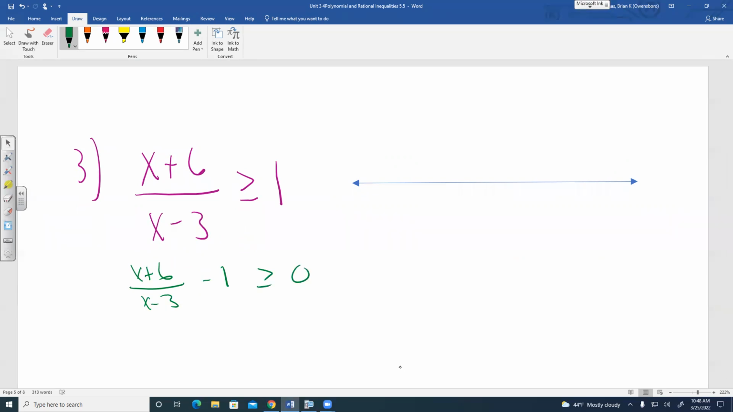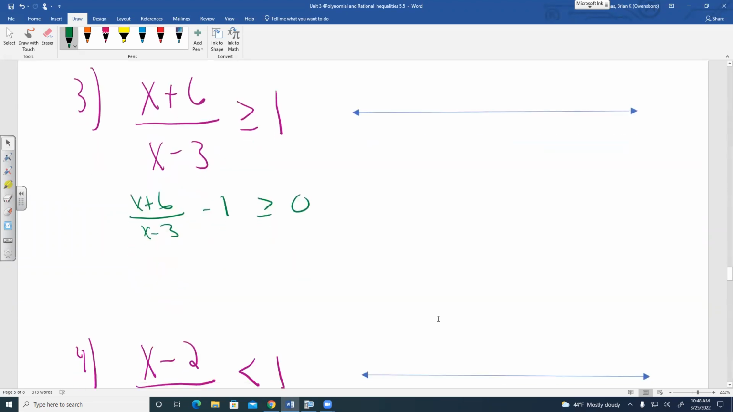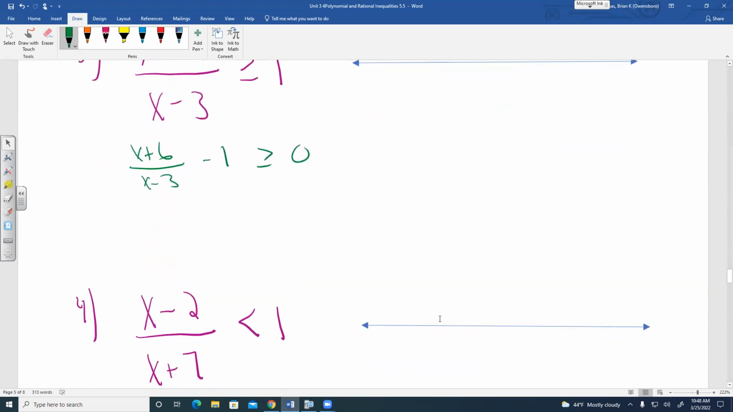Now, to make a rational function, we need to have all this under one denominator. So since x minus 3 is the only denominator, what I can do is rename the 1 so it has the same denominator. So I can write this as x plus 6 over x minus 3, and I can rename 1 as x minus 3 over x minus 3. Notice the numerator, since there's a subtraction sign here, it's kind of important to keep the parentheses in the top.